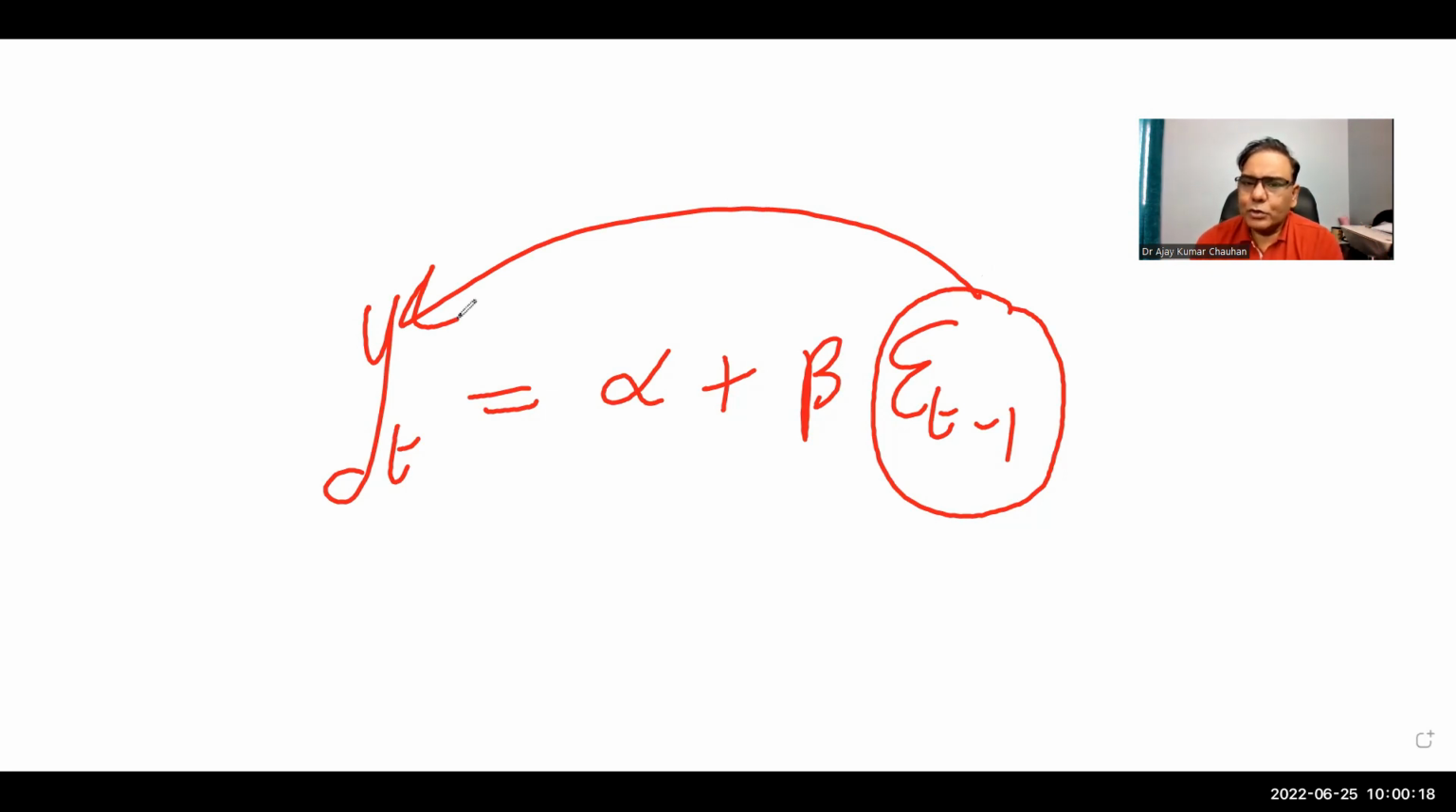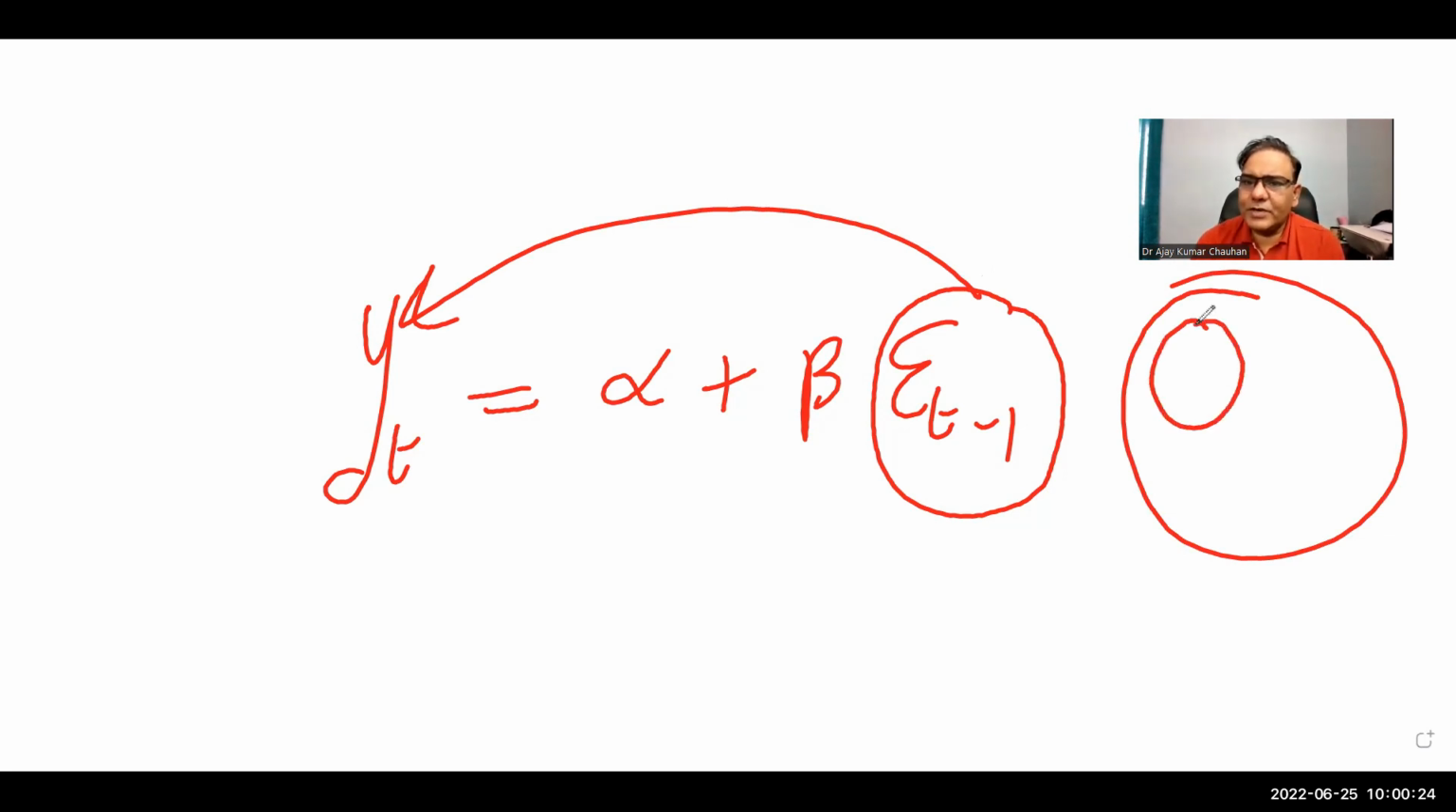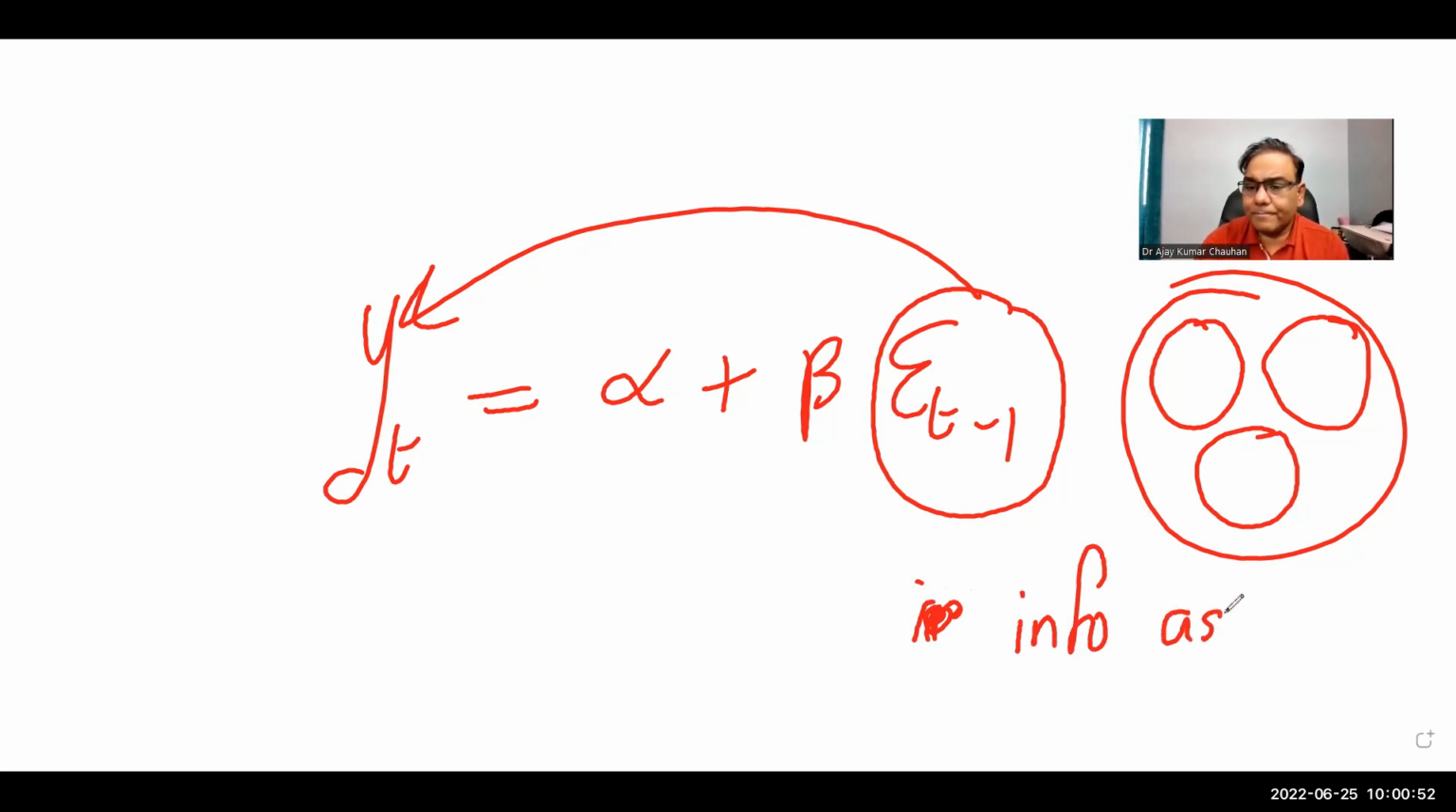So suppose this is the population. This population reacts on the same day. There must be some population which reacts after 2 days, and there must be some population which reacts after 3 days. So reaction comes in sequence, and this is because of irrational behavior, and one is information asymmetry. There is a term called information asymmetry. What is the meaning of information asymmetry?